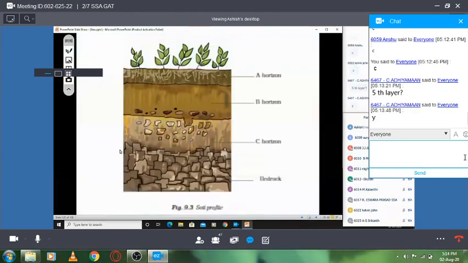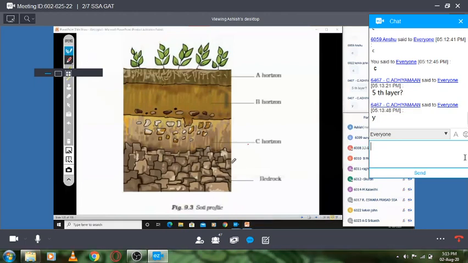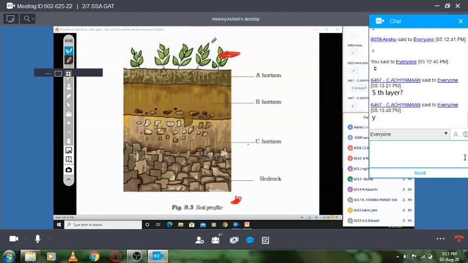As a whole, it looks somewhat like this basically. A horizon, B horizon, C horizon, D horizon. The topmost one and the bottommost one are not there in this diagram. This is the basic structure of the soil profile: A horizon, B horizon, C horizon, bedrock. Any doubts?